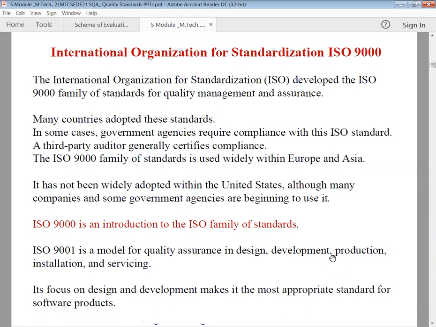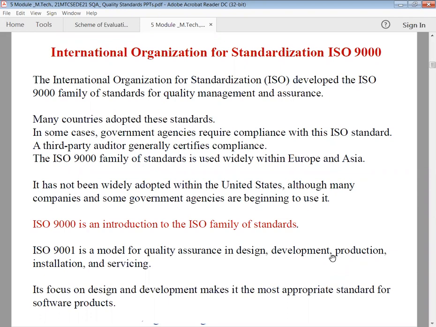It has not been widely adopted within the United States, although many companies and some government agencies are using it. So the International Standard Organization was established and framed its standards, rules and regulations long back. But most of the European-based companies and Asian companies are using the ISO standard, and it's not widely used in the UK and US.